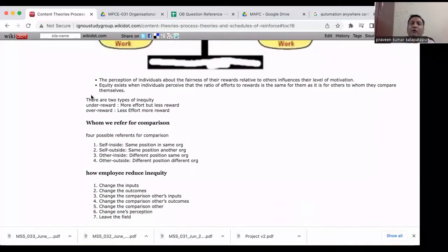Okay, so there are two types of inequity that we are talking about. If I judge that I am not really at par, there are two ways. One is underrewarded. Basically, I might think that I am spending more effort, but I am not getting the reward.